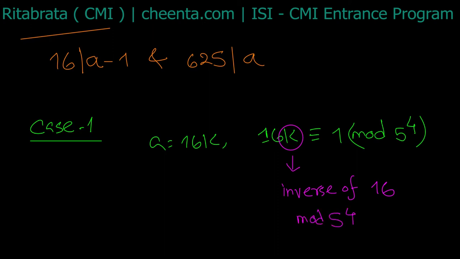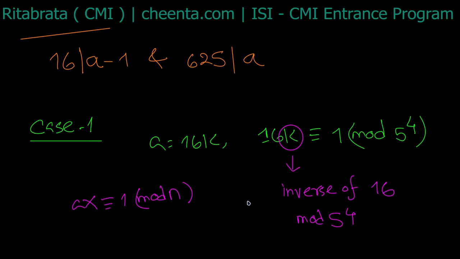And why? Because ax congruent to 1 mod n has a solution. If I can guarantee that GCD of a, n is 1, then this congruence has a solution, and x is the inverse of a modulo n, and it exists. Here GCD of 16, 5 to the power 4 is 1, that is obvious, so I can guarantee that such k exists and it is unique, modulo 5 to the power 4.